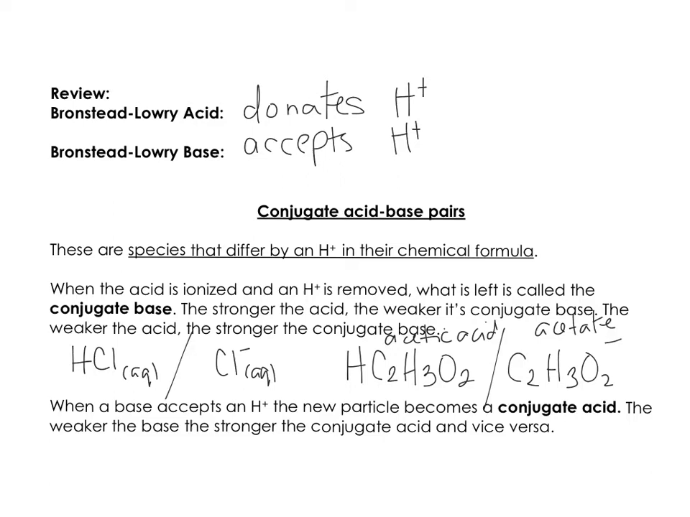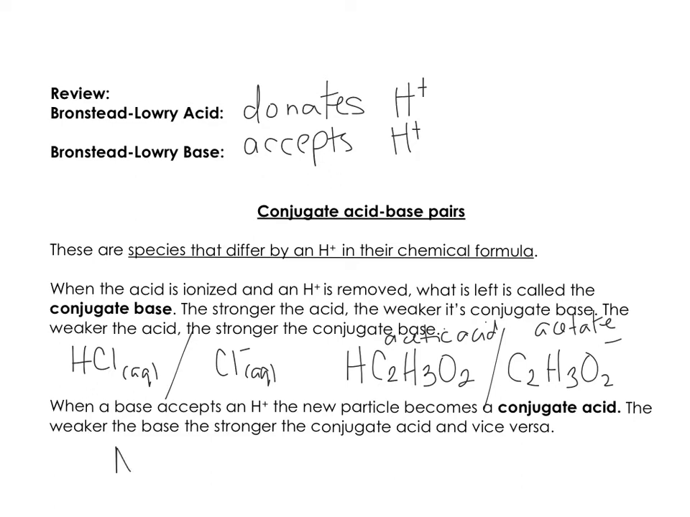When a base accepts an H+, the new particle becomes a conjugate acid. So if an acid is ionized, it leaves behind a conjugate base. The weaker the base, the stronger the conjugate acid, and vice versa.